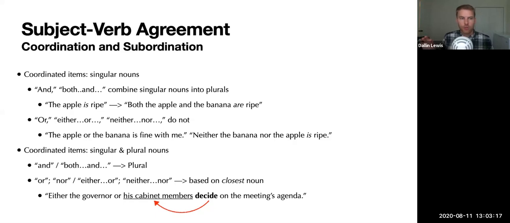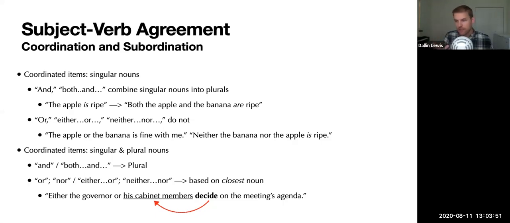Well, again, if you're using and, that's easy because everything becomes plural when you use and. But if you're using or or nor, then you're not combining. So then you have a singular on the one hand and a plural on the other. Which one do you base the verb off of? You technically just tense the verb based on the closest one. So you would say either the governor or his cabinet members decide on the meeting's agenda. And we are simply making decide plural because his cabinet members is the closest one.